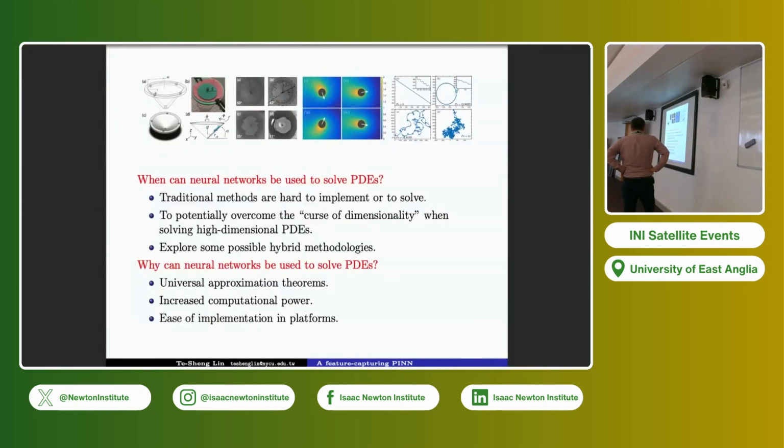And why can neural networks be used to solve PDEs? We have the universal approximation theorem, which tells us that network functions are really capable of doing that job. And then we have increased computational power. Right now, neural networks can be implemented on GPUs, and GPUs are really optimized to evaluate this kind of function. And there is ease of implementation in platforms. The coding is much, much simpler.